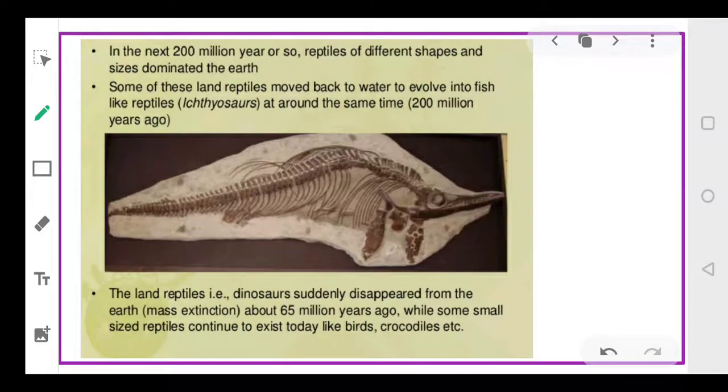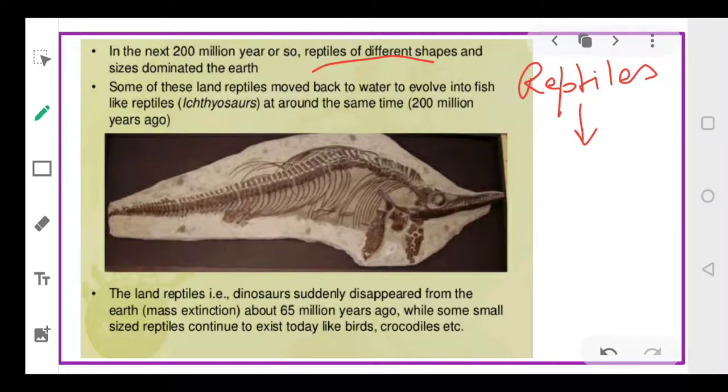Now around 200 million years ago, how many? 200 million years ago, reptiles of different shapes dominated the earth. So 200 million years ago, what came first? Now reptiles came. Now we have reptiles. Clear?